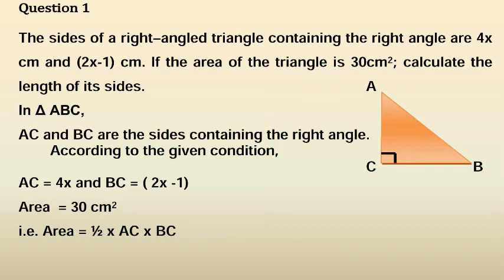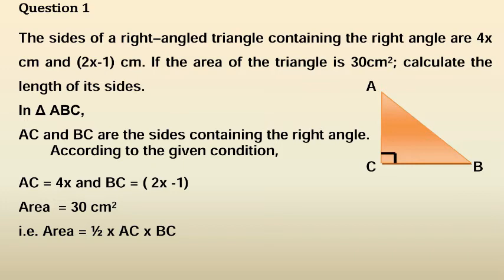Draw a right angle triangle, name it as ABC. Angle C is marked as right angle. Now let us relate the given statement to the diagram we have drawn with triangle ABC. The first sentence says that the sides of a right angle triangle containing the right angle. So in the diagram, the sides containing the right angle are AC and BC. So let AC be equal to 4x and BC be equal to 2x minus 1 centimeter.